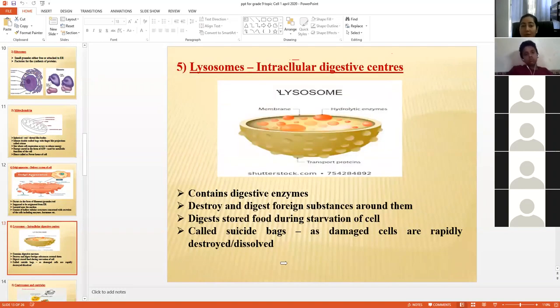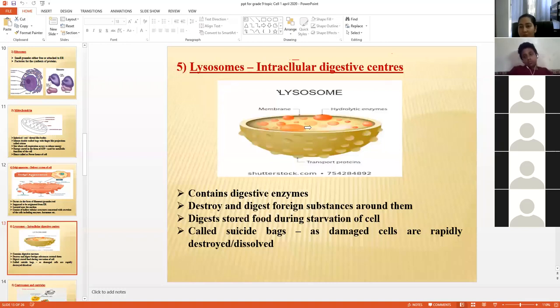Next. Now we come to another important structure, which is called the lysosomes. Now, students, this is a spherical structure of a lysosome. Can you see this? These are hydrolytic enzymes. Children, what is the main function of a lysosome?